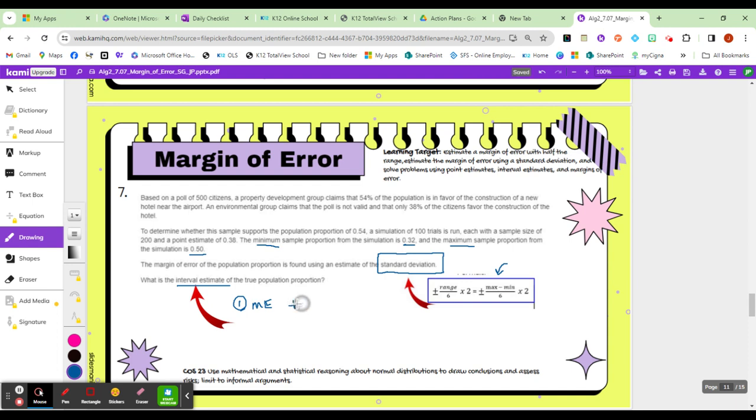So it's going to be plus or minus max, which is 0.50, minus min, which is 0.32, divided by 6, times 2. You're going to do 0.50 minus 0.32. You're going to divide that by 6. And then when you get that answer, you're going to multiply by 2. That's going to give me plus or minus 0.06. So this is my margin of error.